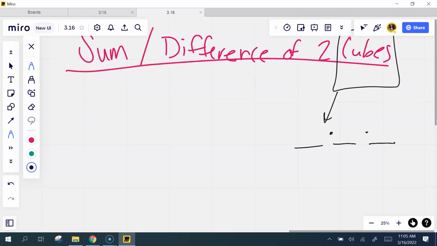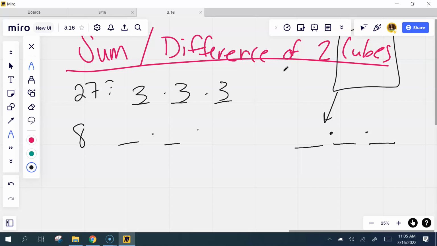So is 27 a perfect cube? What times itself 3 times would give you 27? 3. So yes, 27 is. You said 8? Yes, what times itself 3 times gives you 8? 2. What are some other perfect cubes? Give me another one. 125. What times itself 3 times gives you 125? Do I know any others?